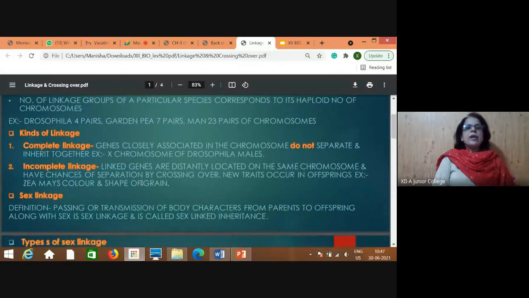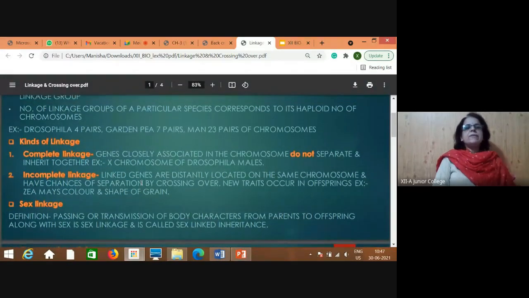There are 2 types of linkages. One is complete linkage and the other is incomplete linkage. Now what does it mean? Complete linkage means genes which are closely associated in the chromosome cannot be separated because they cannot be crossed with each other, because they are very closely associated.